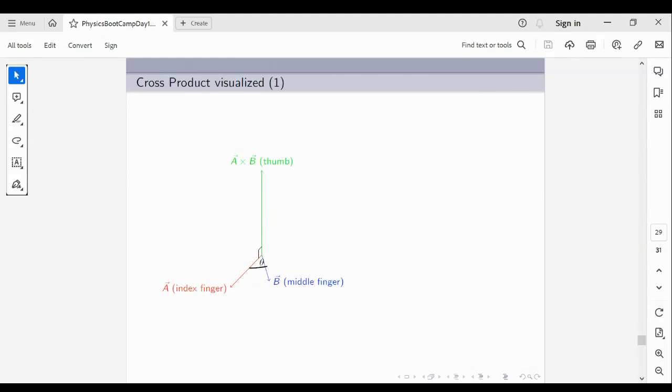So I want to talk about the right-hand rule. There's an easy way of visualizing with your fingers what this operation is doing. What you're supposed to do is put your index finger in the direction, I wish you guys could see this, your index finger in the direction of the first vector, your middle finger in the direction of the second vector, and then you stick your thumb out. And that is the cross product of your vectors, at least the direction of it.